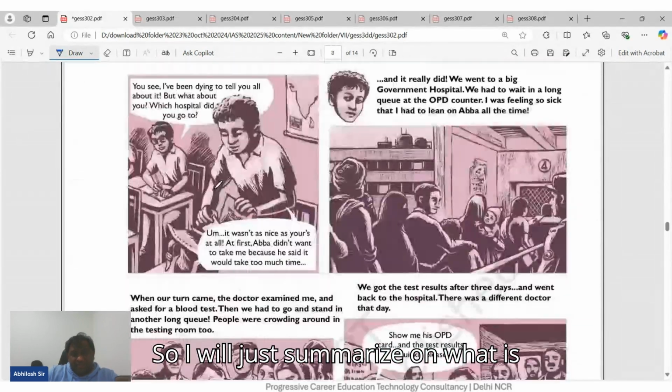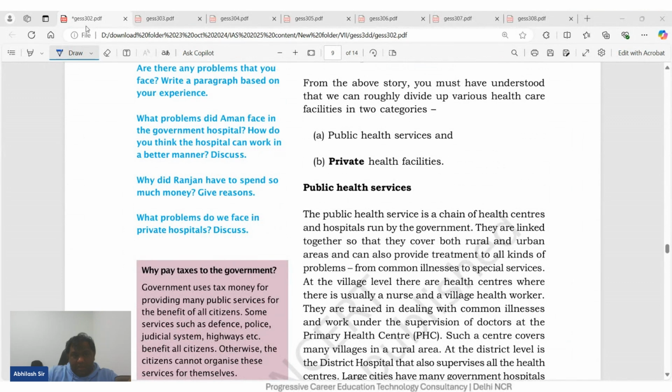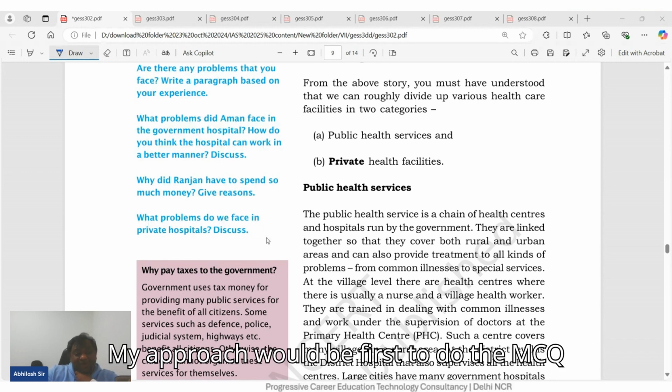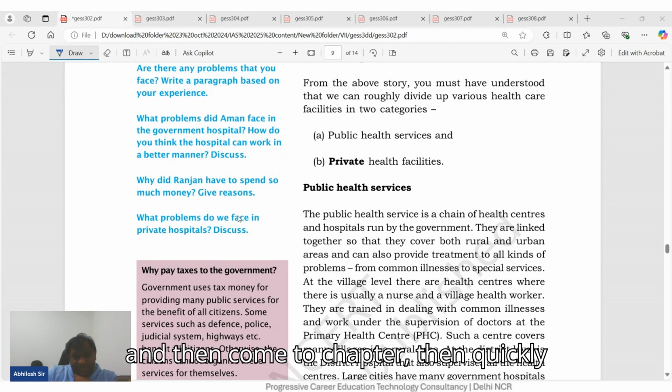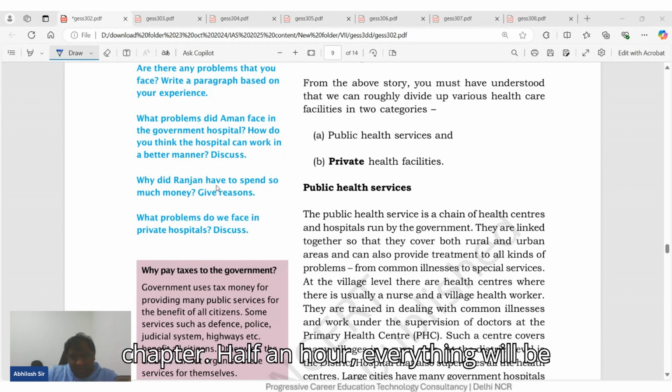So I will just summarize what is there in this chapter. My approach would be first to do the MCQ and then come to the chapter. Then quickly complete the chapter. As you can see in the video, within 10 minutes you'll complete the chapter. Half an hour, everything will be over.